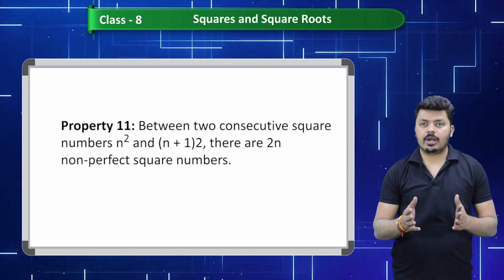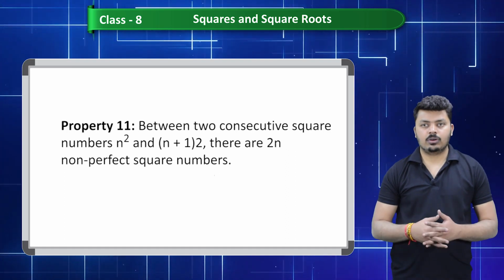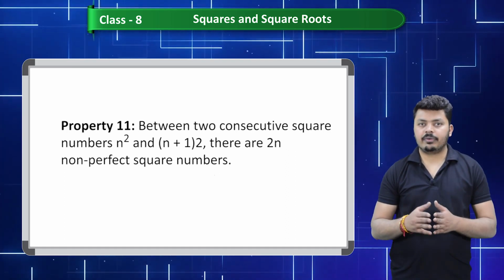Property 11. Between two consecutive square numbers n square and (n+1) square, there are 2n non-perfect square numbers.